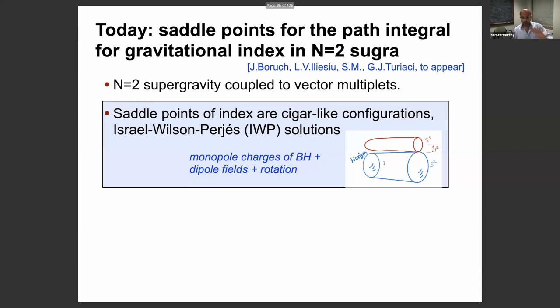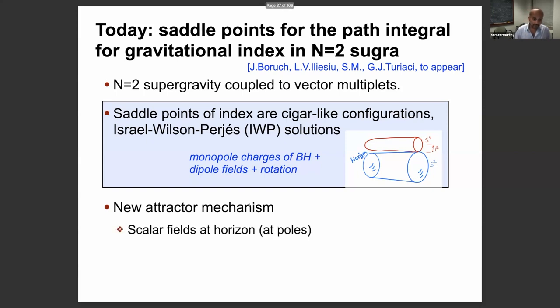Now, I emphasize, these are not extremal. But surprisingly, there is an attractor mechanism associated with it. So this is the nice part, which is that these black holes rotate. So at the horizon, the rotation defines for you a north and a south pole. And the scalar field value at the horizon now is no longer fixed. What I mean is it's not fixed by the charges completely, but at the poles, they are fixed by the charges.